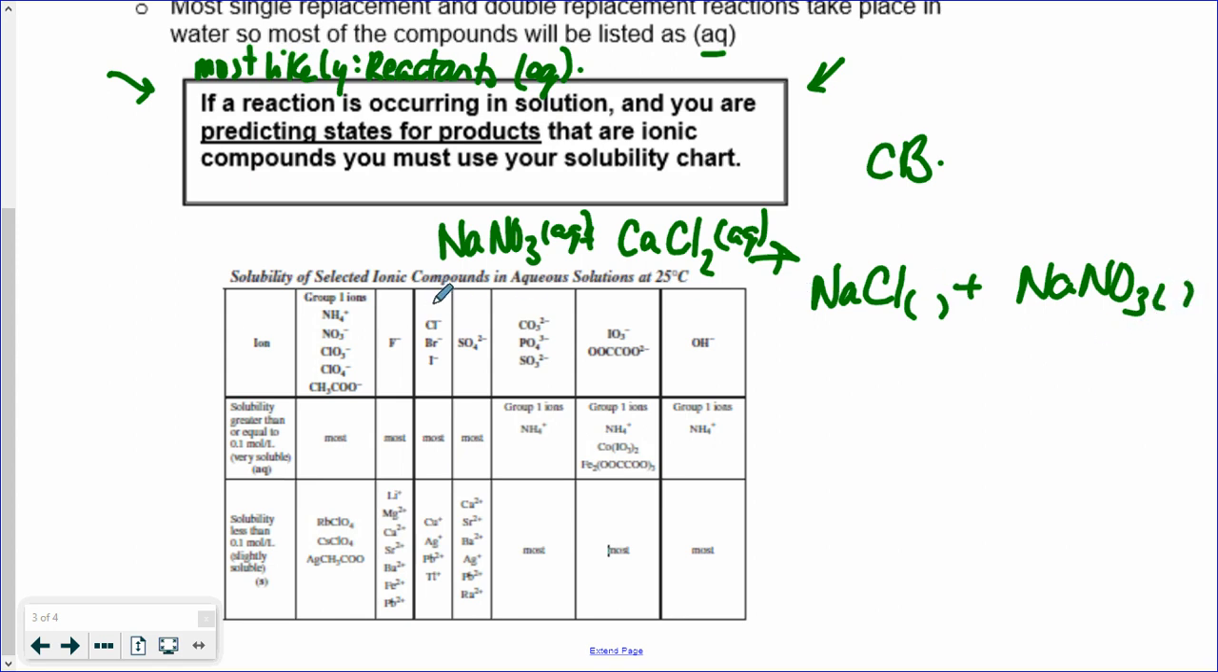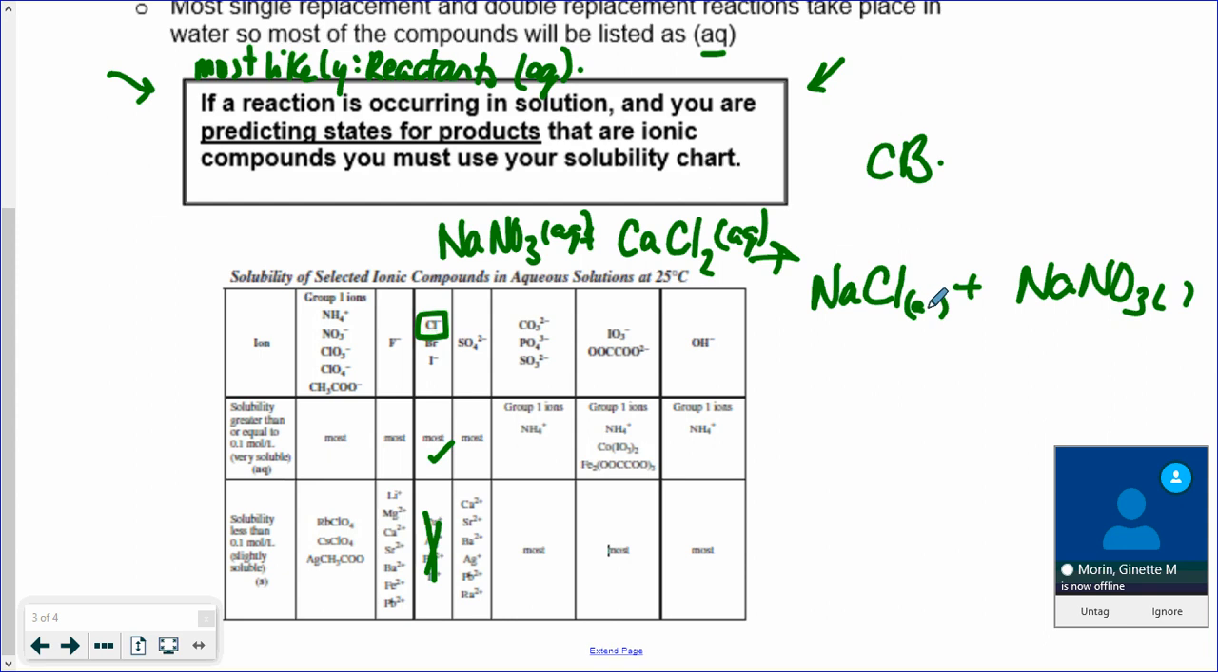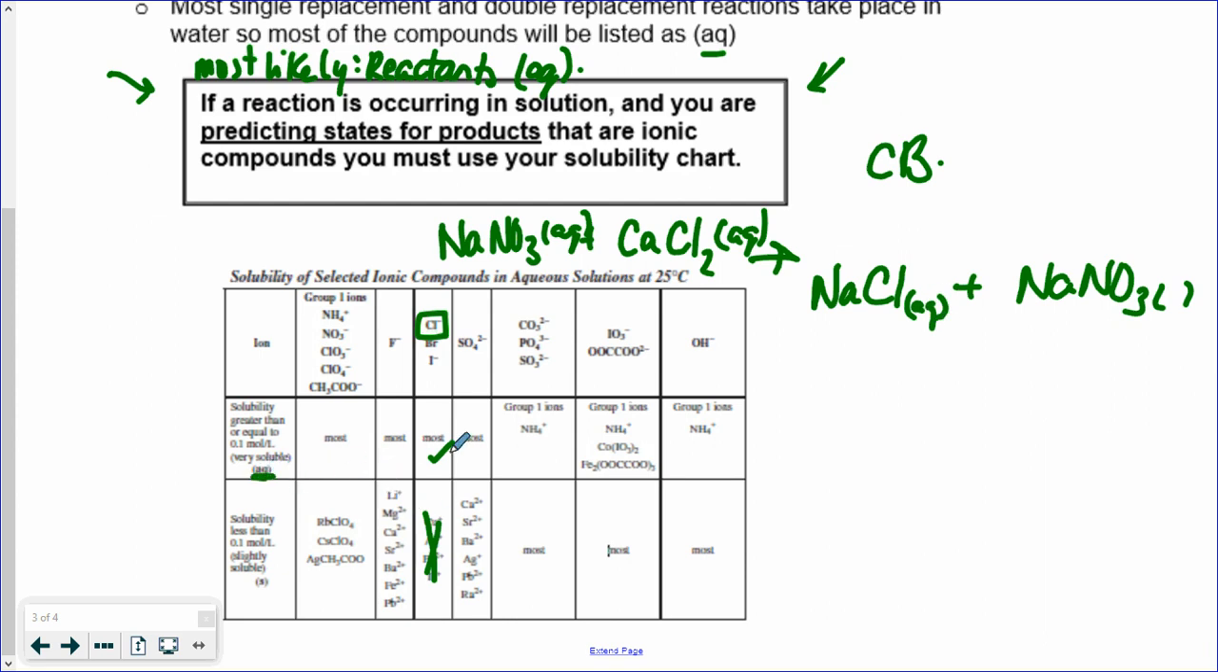So back to our solubility chart here. We can do sodium chloride first. So we see chlorine as an ion here. Looking, sodium is not in this part, so it needs to be here. So we would have aqueous, because if it's in that one, it's very soluble or aqueous. So we would have aqueous sodium chloride, and then nitrate is right here. Again, it's not these three, so it's in this part, so this would also be aqueous.